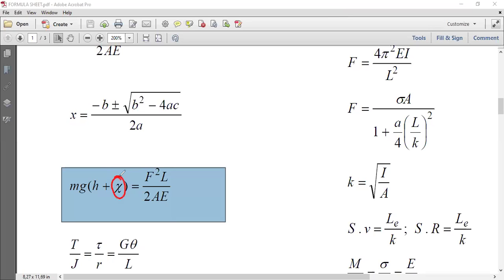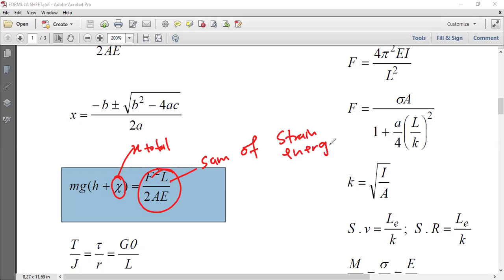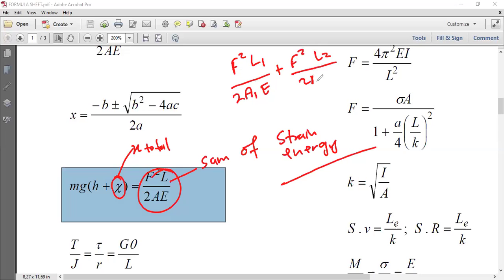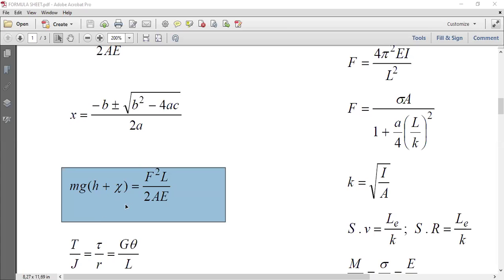The X has changed. It's the total that you're talking about. In terms of this part, they are now depending on the number of bars that are there, so it will be the sum. You have to consider the sum of strain energy. You manipulate your formulas from the sum of strain energy, where you're going to have F squared L1 over 2 A1E plus, you add another one, and so on. If there is another one, you have to add another one. Just talking of 2 bars here, you see the formula is limited to this, so you make adjustments from there.